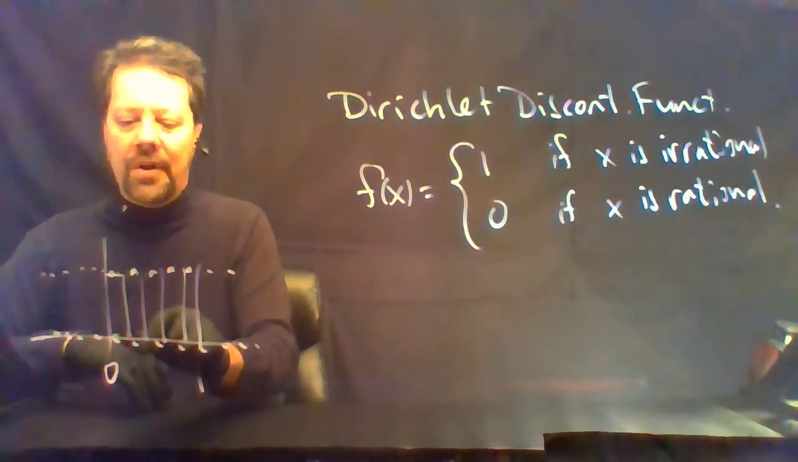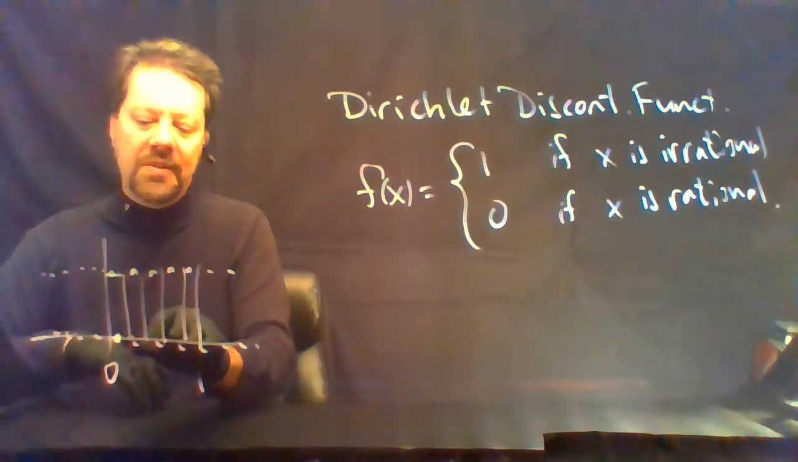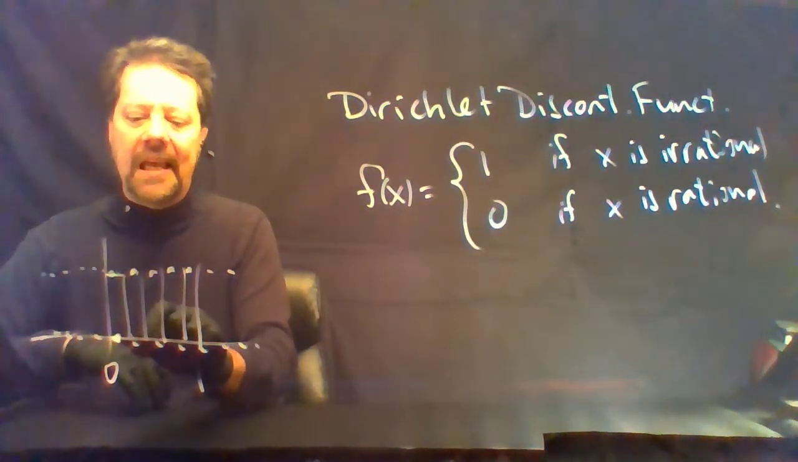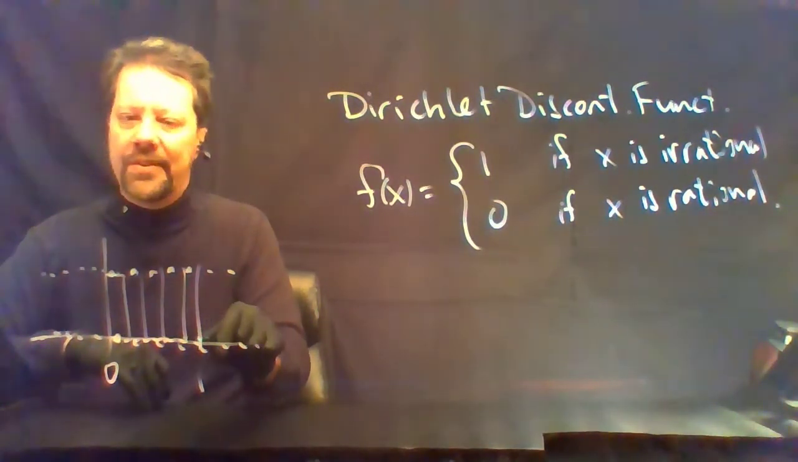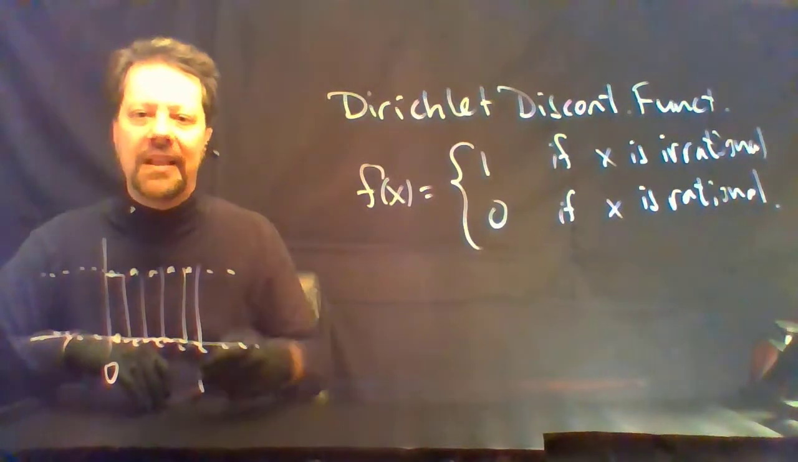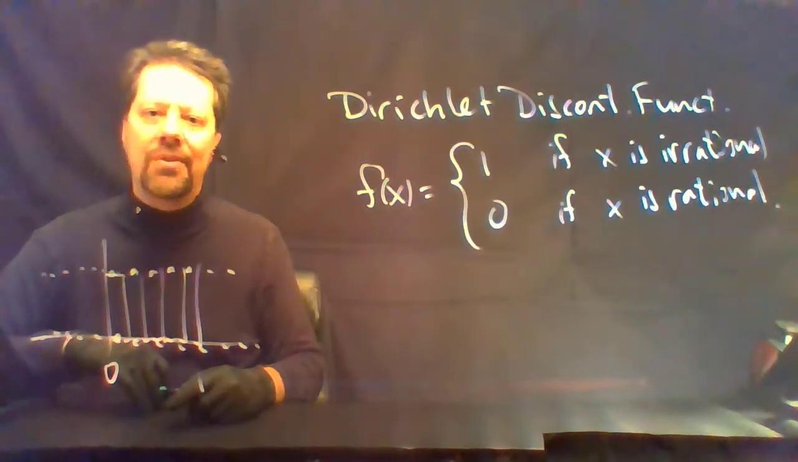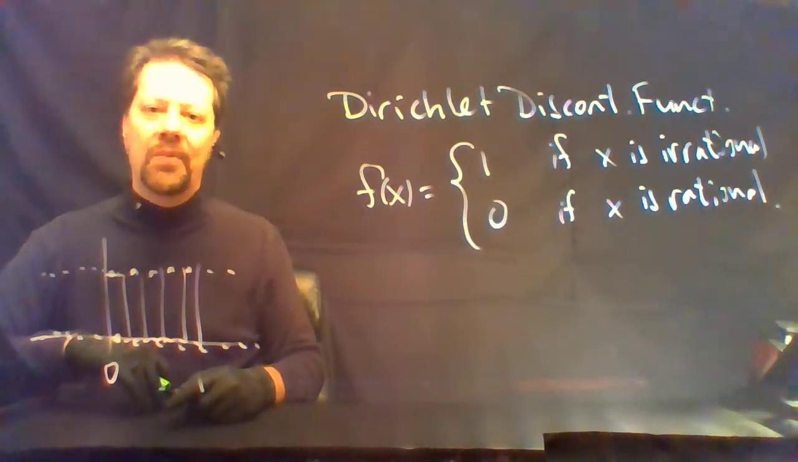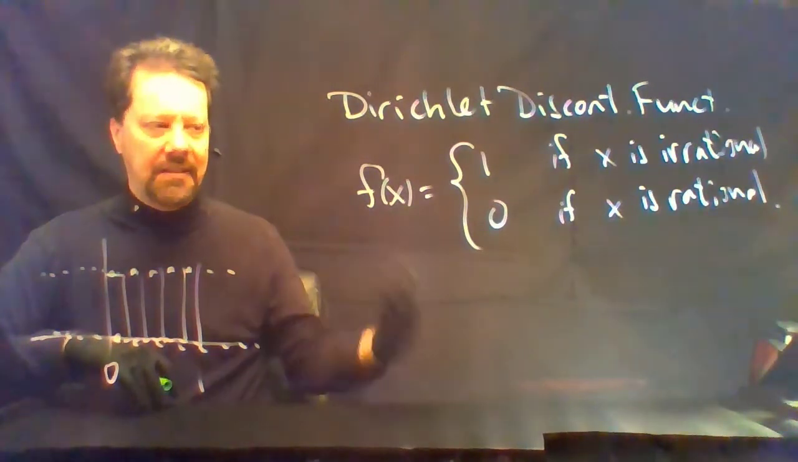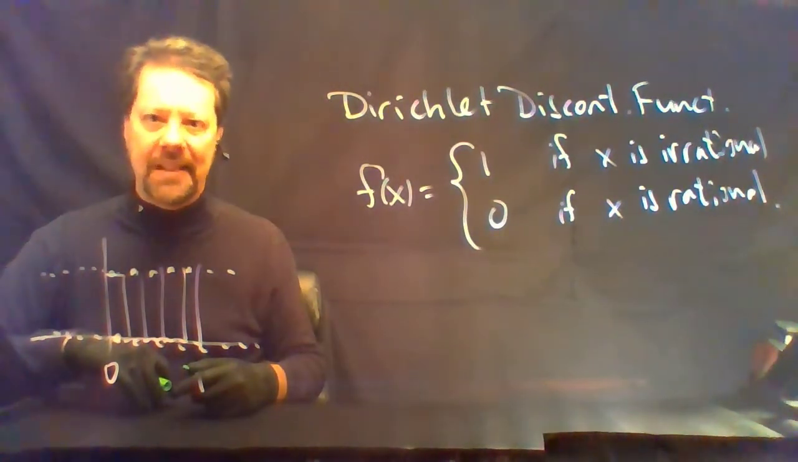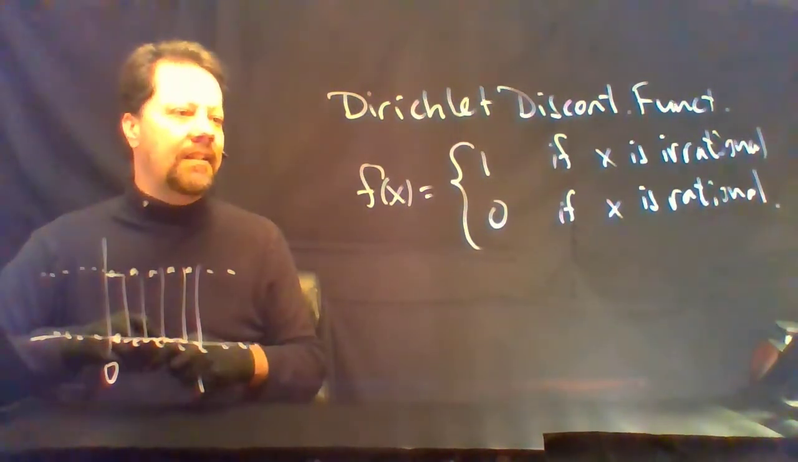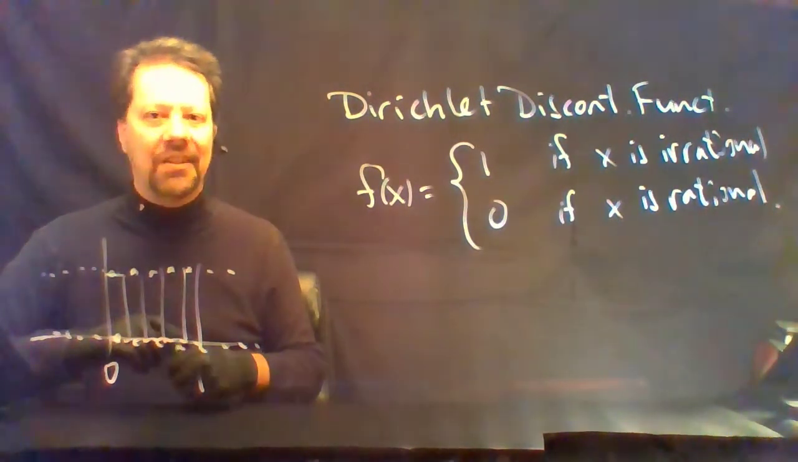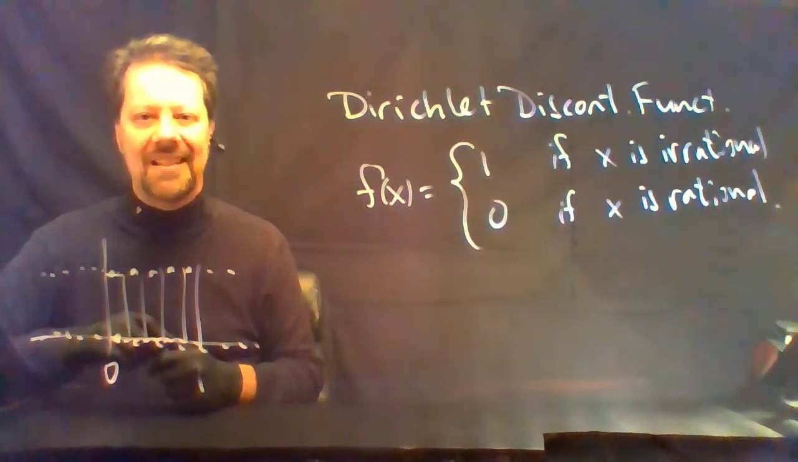If you choose all of your sampling points, c sub k, to be rational numbers, then those heights will be 0. You'll get different limits depending upon how you choose the sampling points, which means that this function won't have a well-defined limit for the Riemann integral. Therefore, this function is not Riemann integrable. It has too many discontinuities.